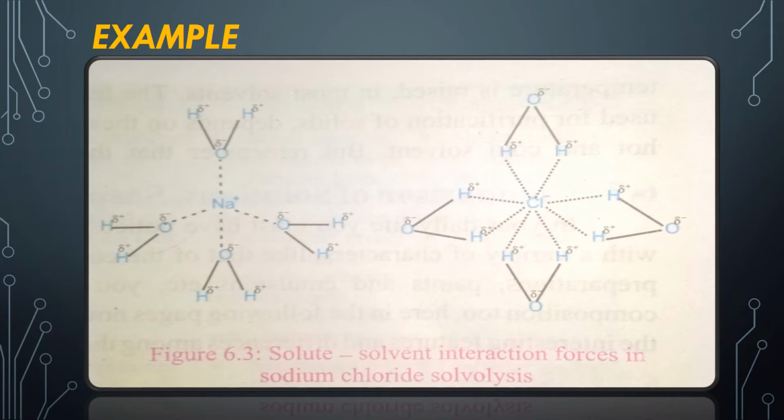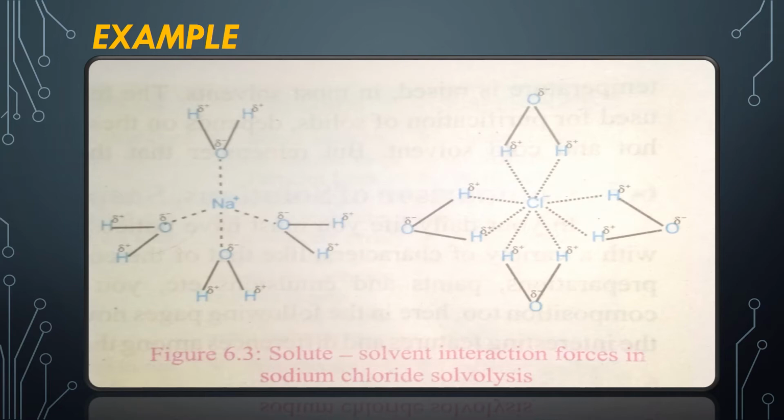So sodium has positive charges. Sodium is not captured by the positive poles of the water, H2O. It is captured by the negative poles. Cations are captured by the negative poles of the solvent. Water is the solvent and sodium is the solute. So the cation, with positive charges, is captured by the negative poles of the solvent.